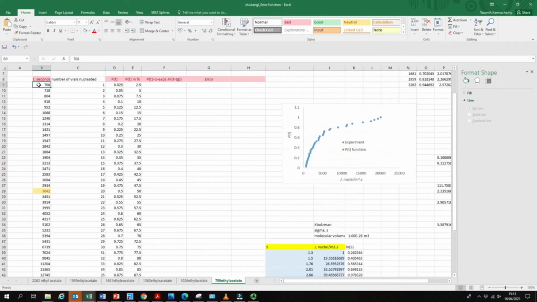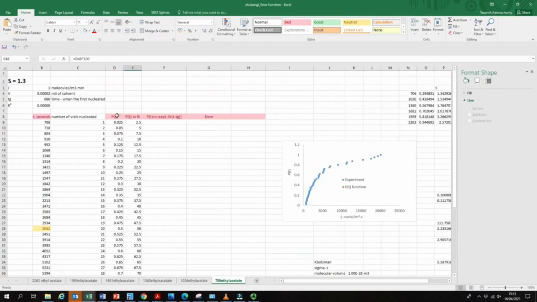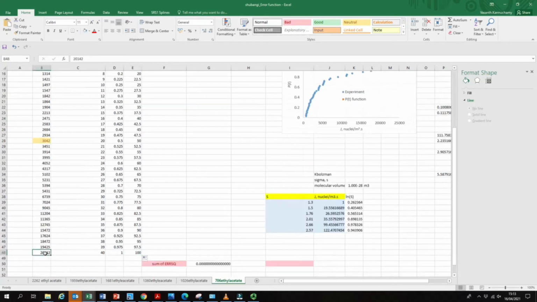Your solution might nucleate somewhere between this time interval. It can be 708 seconds, where maybe only 2.5 percent of the vials get nucleated, so the chance of nucleation is 2.5%. At this time, the chance of nucleation is 100 percent. You can call it P of t, or if you don't know how to call it, just call it the chance of nucleation. At 2.5 percent it is less likely, and if you allow some more time, the chance of nucleation is more likely. It can even be 100%. Obviously, this range will differ depending on how many vials we use.